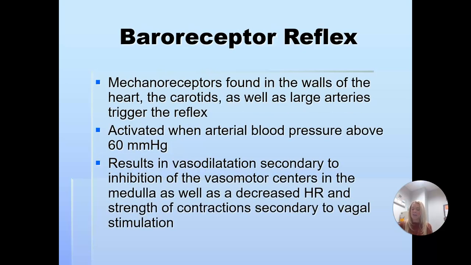This helps to maintain a relatively stable blood pressure. So the baroreceptor reflex is going to maintain blood pressure. There are mechanoreceptors found in the wall of the heart, the carotids, as well as the large arteries that help to sense and trigger this reflex. The most sensitive receptors are in the carotid sinuses and the aortic arch. They're activated when your blood pressure is above 60 millimeters of mercury. It results in vasodilation, secondary to the inhibition of vasomotor centers in the brain, as well as a decreased heart rate and strength of contraction, secondary to vagal stimulation.